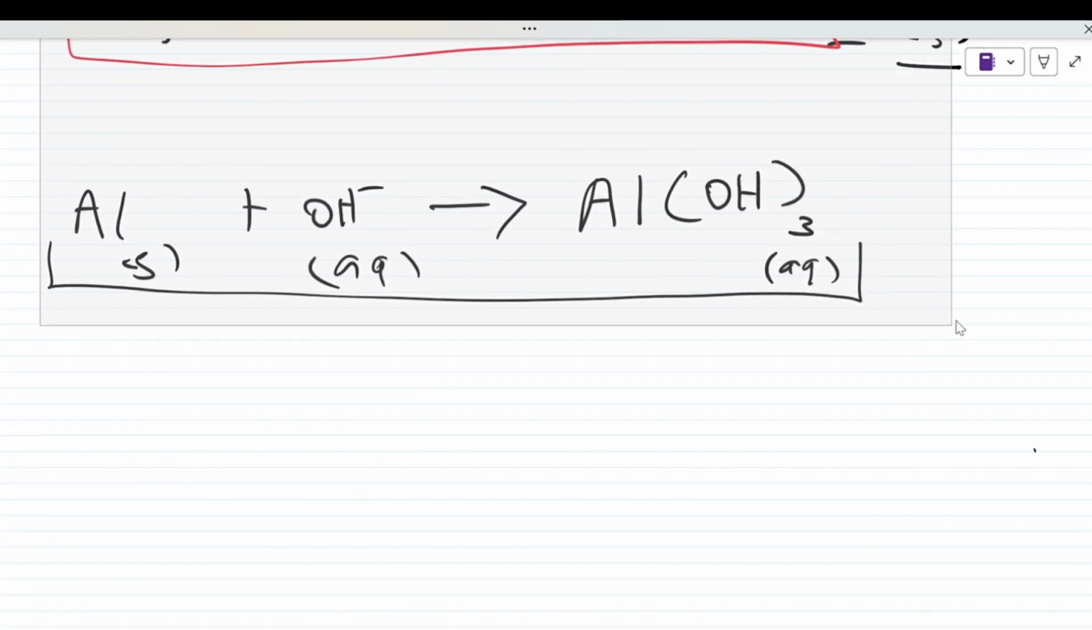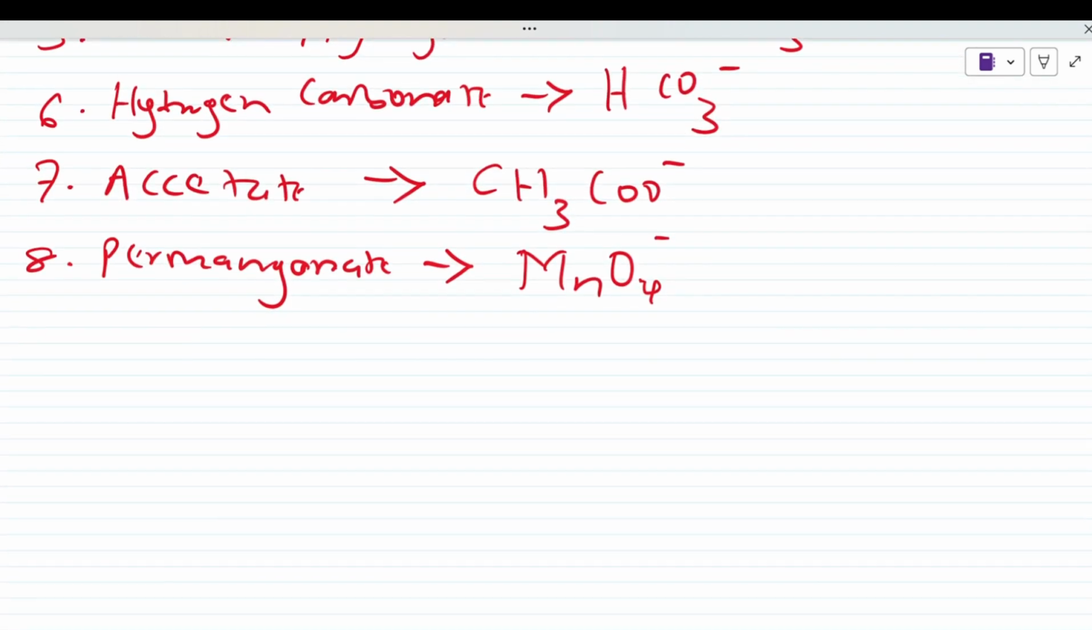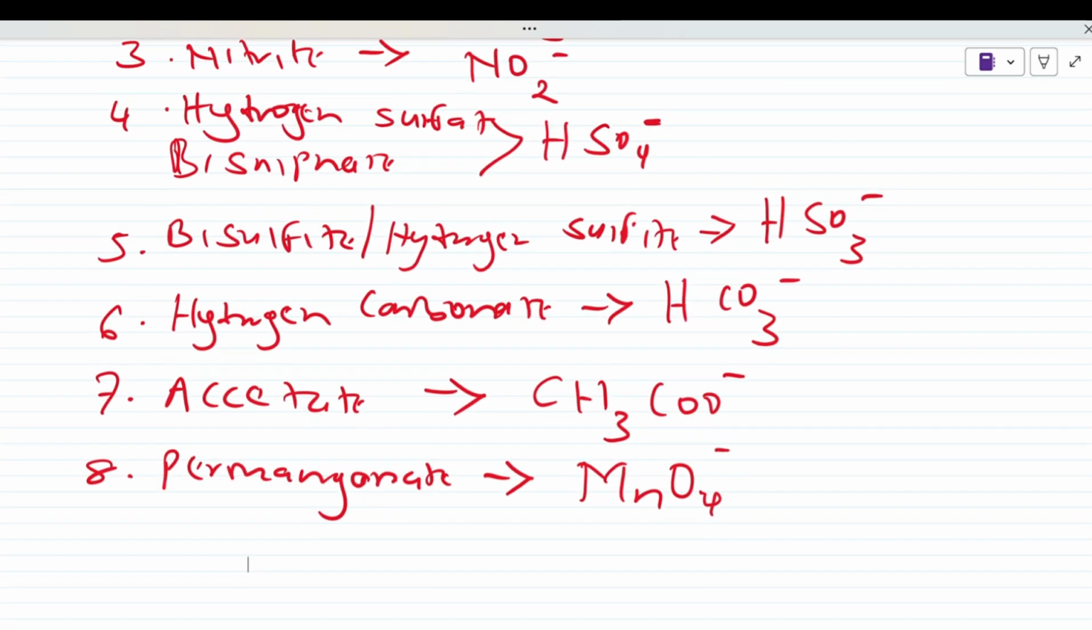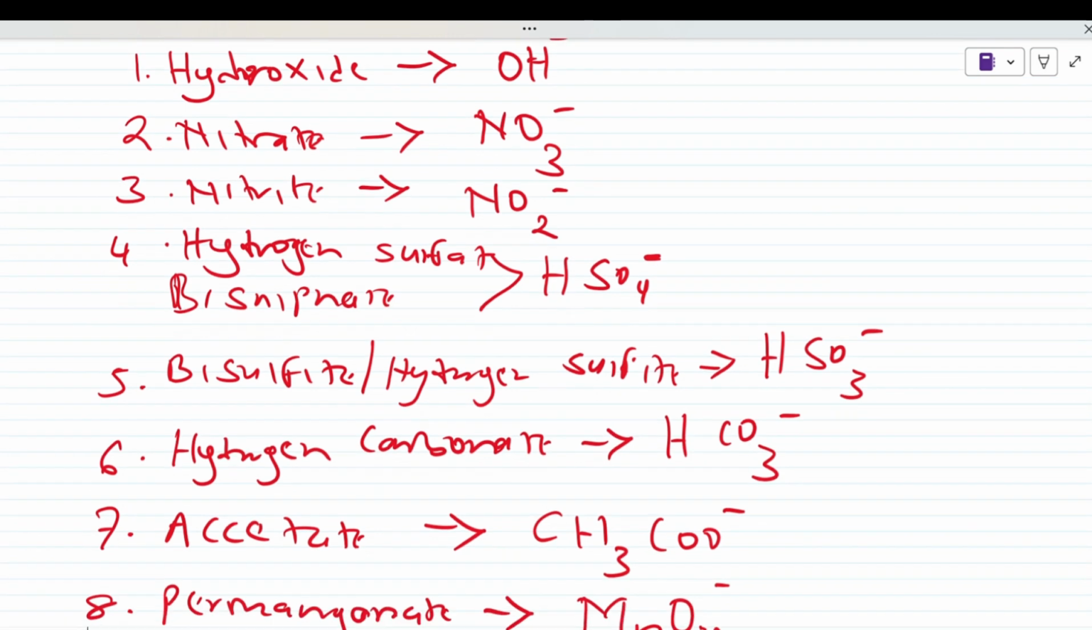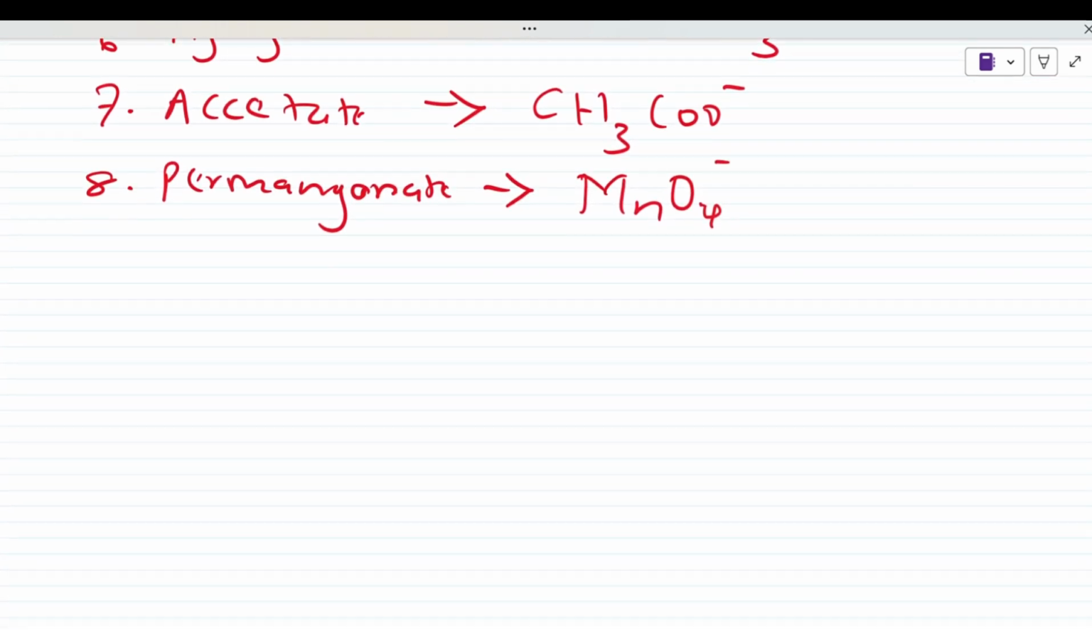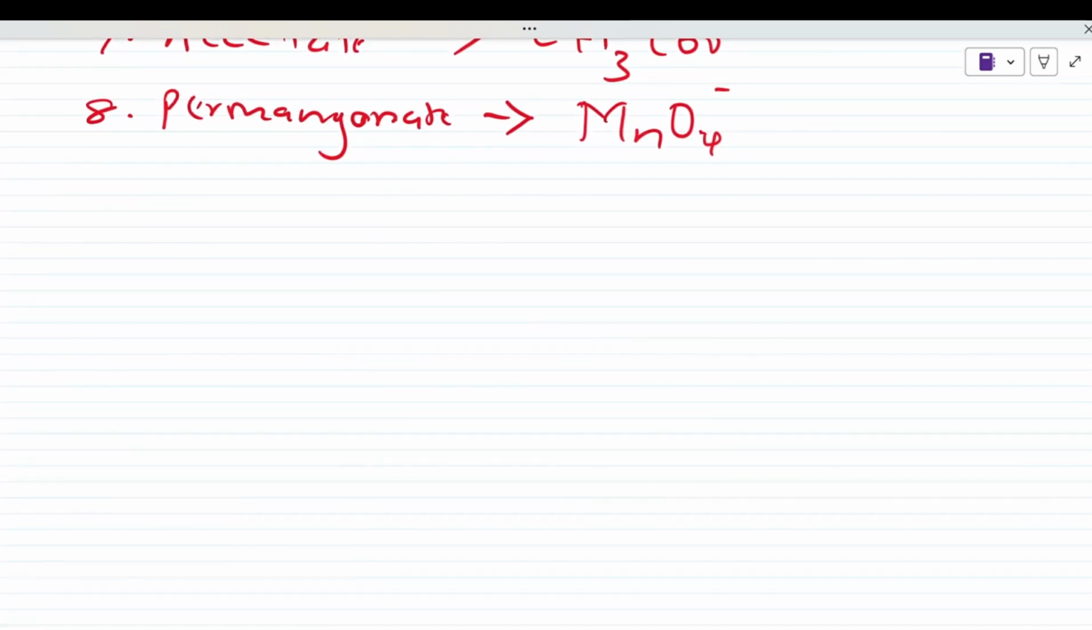Now I can go ahead again and rub this. After rubbing it, I'll simply come back. Then the next one that I'm going to handle is nitrate. Nitrate is NO3 minus. The next one is nitrate. My next example is nitrate, NO3 minus.